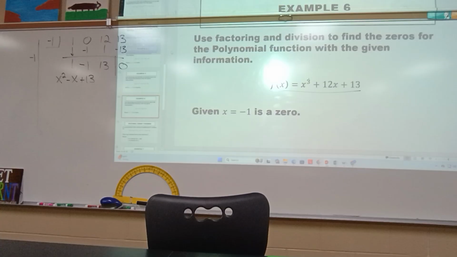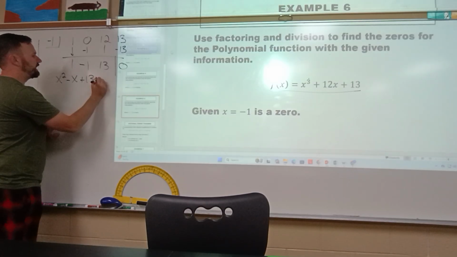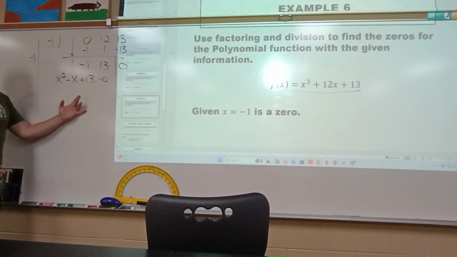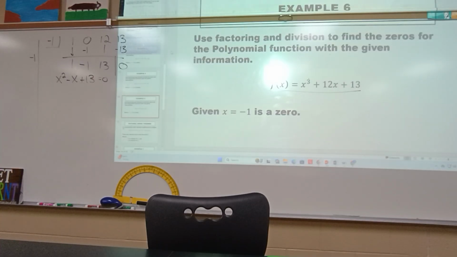What are the zeros of that, right? When does that equal 0? When's it a root, an x-intercept? All those things mean the same thing. This is not factorable, right? My only factors are 1 and 13. That doesn't equal negative 1. Uh-oh. So what do I got to do?